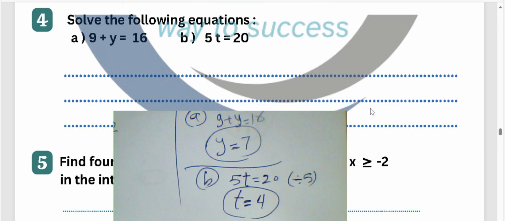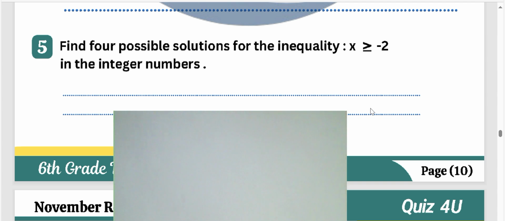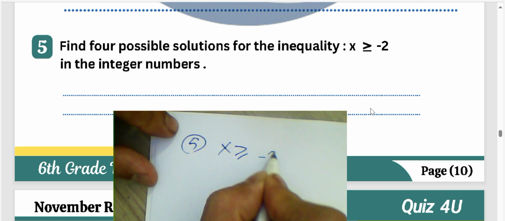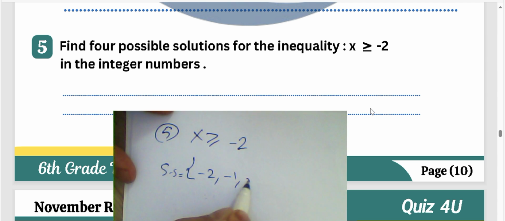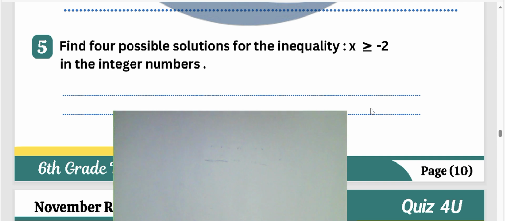Next, question number 5. Find four possible solutions for the inequality x greater than or equal to negative 2. We can write solutions for this. We can write negative 2, negative 1, and 0. So x will be negative 2, negative 1, or 0. We have 3 solutions for this inequality. You can find them in the integer numbers. Okay. Next question.